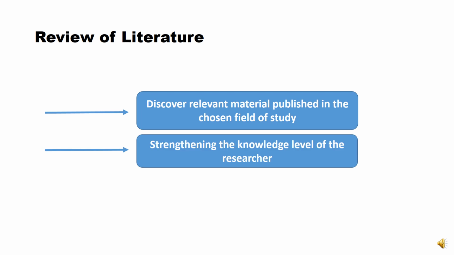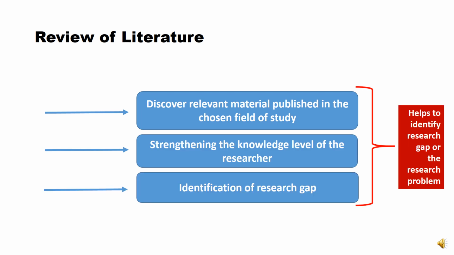How do you choose a research problem? Shopping a research problem from others is not at all advisable. After choosing a field of study, do a literature review. The literature review will help to discover the relevant materials published in the chosen field of study, strengthens the knowledge level of the researcher, and leads to identification of research gap. A more focused review of literature follows the formulation of research problem.